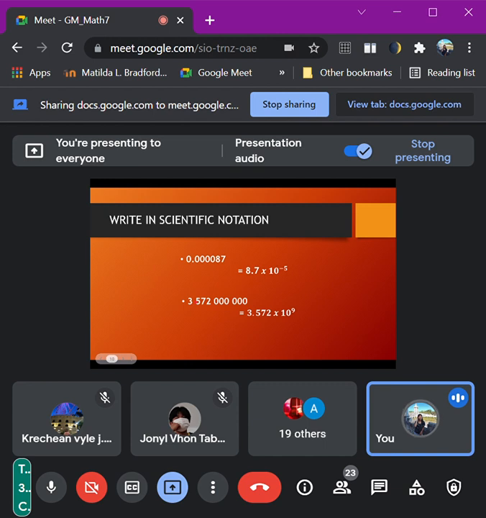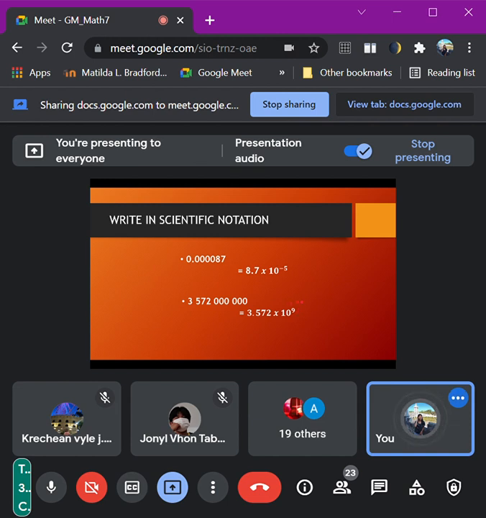So our goal is that to the left of our decimal point there should be a non-zero digit. Since we have that here, you just need to keep the non-zero digits. As you can see in our answer, you have 3.572 times 10 raised to the power of 9. So, why is positive 9 our answer, class?